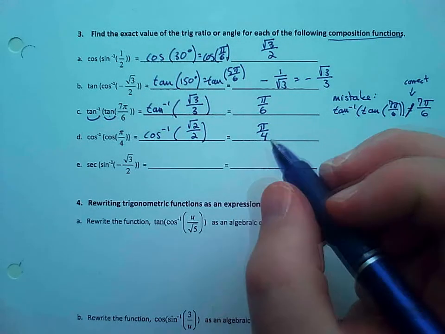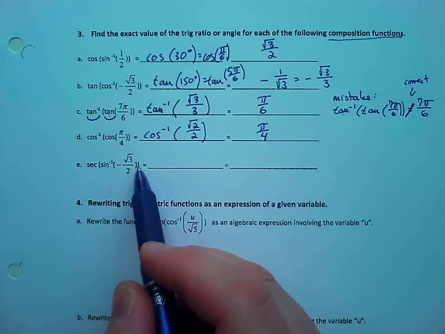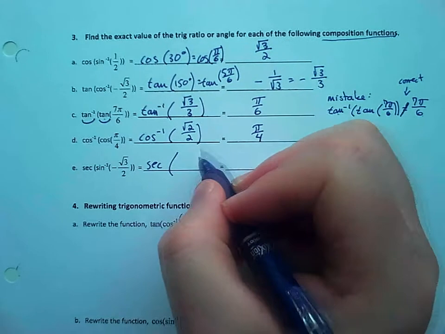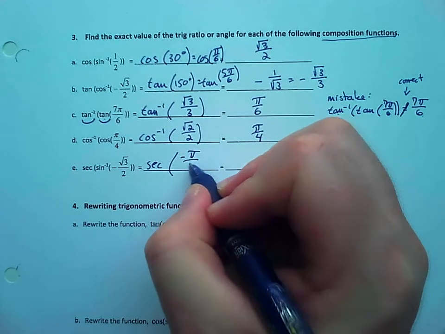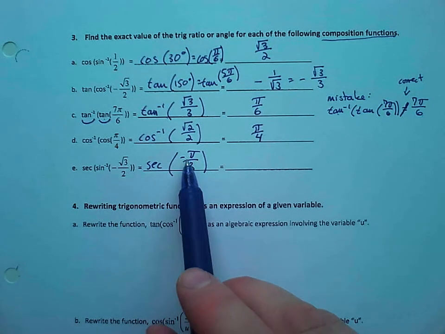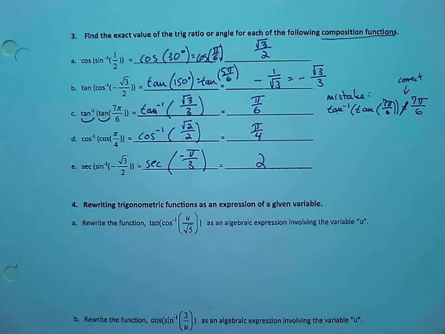Alright, then lastly, to finish up this section, if we have the arc sine of negative square root of 3 divided by 2, that's going to come out to negative pi over 3. Again, I'm hoping that you can figure that out using section number 1 that we did before. And if we take the secant of negative pi divided by 3, this is going to end up being equal to 2.